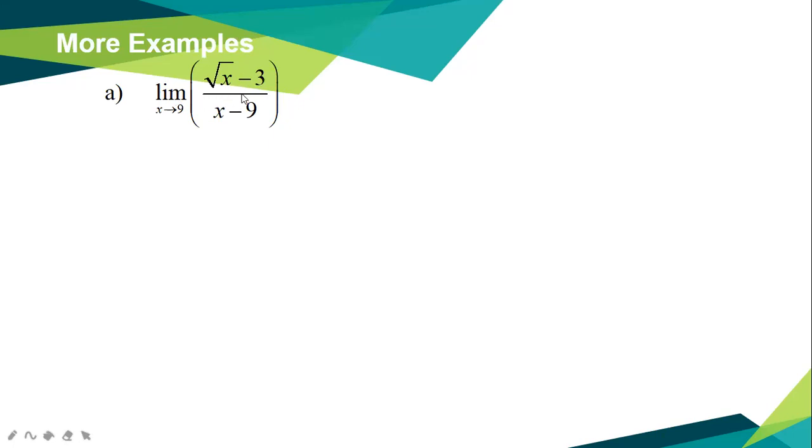Next example, the limit of the quantity square root of x minus 3 all over x minus 9 as x approaches 9. Notice that if we substitute the value of 9 directly, we are going to have an indeterminate form of a limit again. So 0, since the square root of 9 is 3, then 3 minus 3 is 0, and 9 minus 9 is 0.